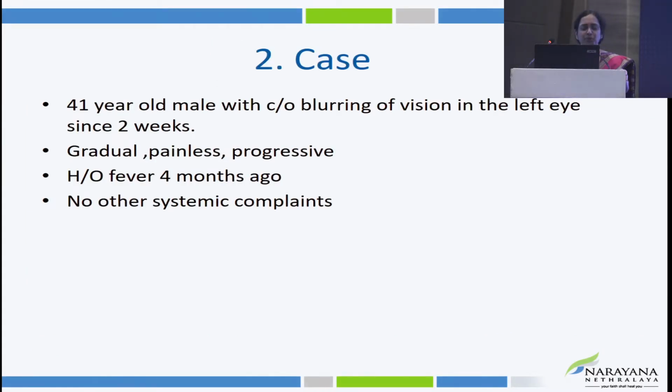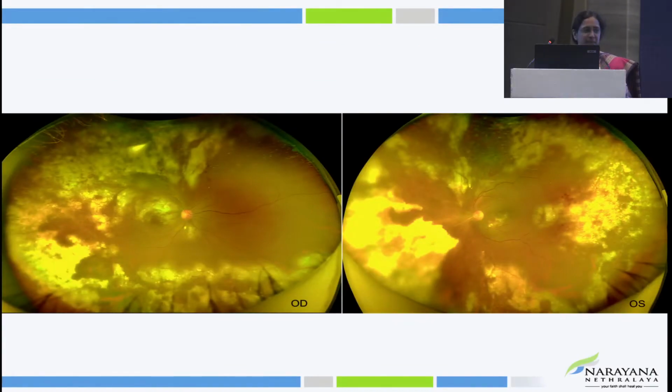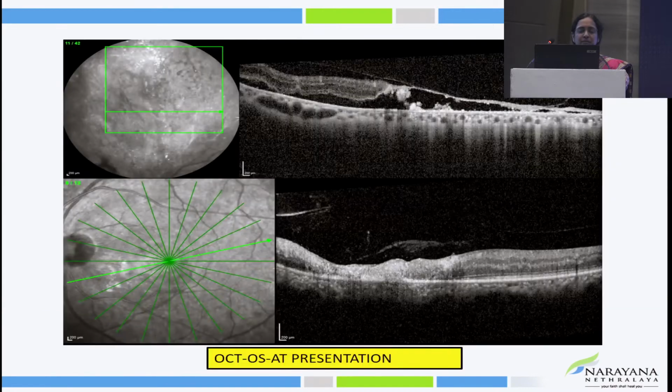Next case is a 41-year-old male who presented with blurring of vision since 2 weeks. History of fever 4 months ago, which was gradual and painless and progressive. Anterior segment examination showed pigmented keratic precipitates with AC reaction in both eyes. This is the fundus examination, where you can see the media was clear, with multifocal retinitis and retinal hemorrhages. It's suggestive of necrotizing retinitis. Suspected CMV infection. OCT shows full thickness retinitis in both eyes.